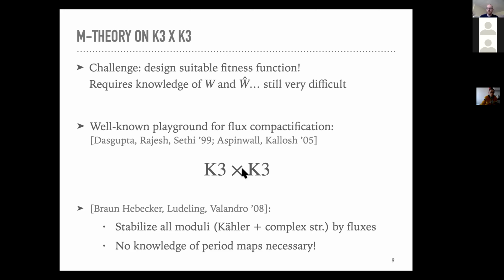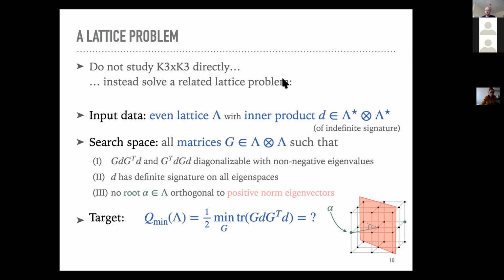And in particular, there's no knowledge of complicated period maps necessary. Everything is kind of easy and can be done by studying integer matrices, actually. So, to make this even a bit more general, we decided not to study K3 times K3 directly, but to solve a closely related general lattice problem. So here's the problem we are trying to attack by this algorithm.